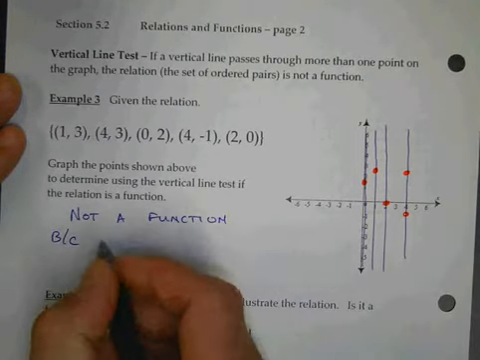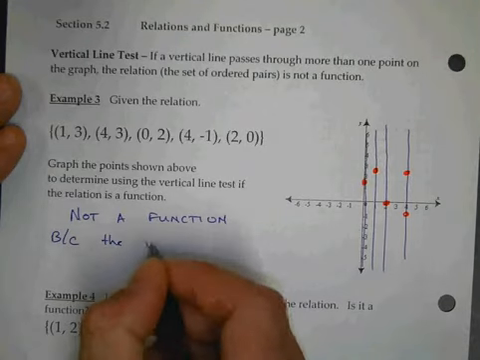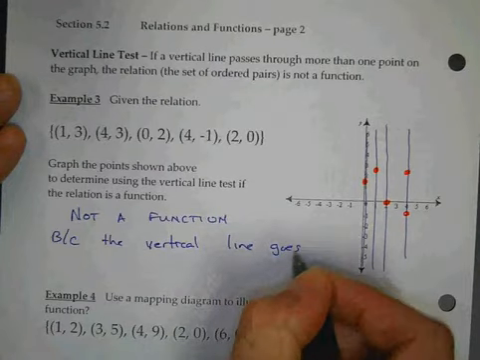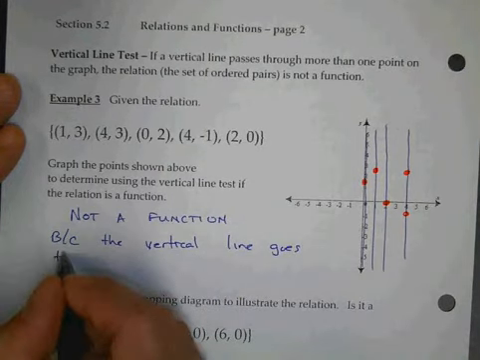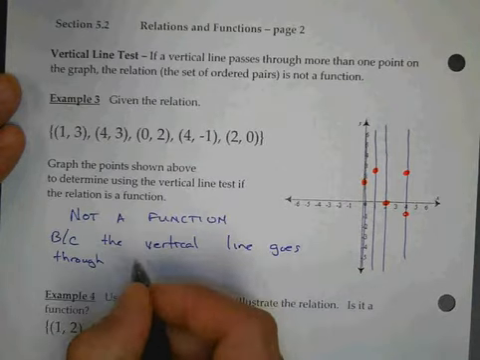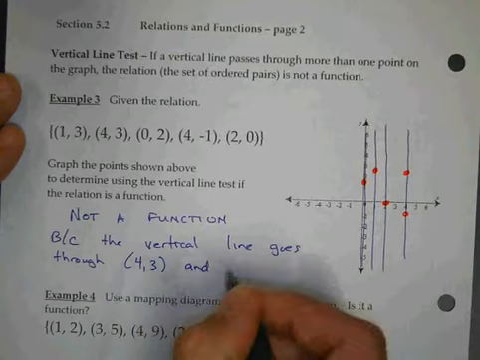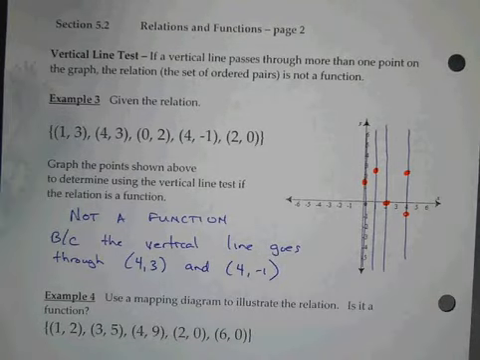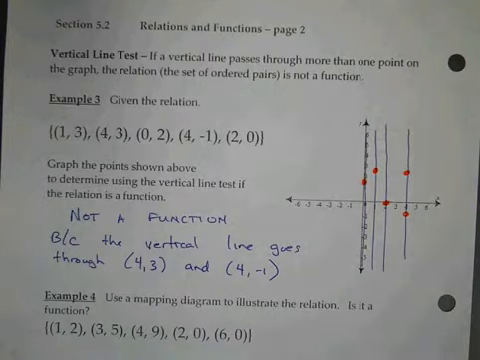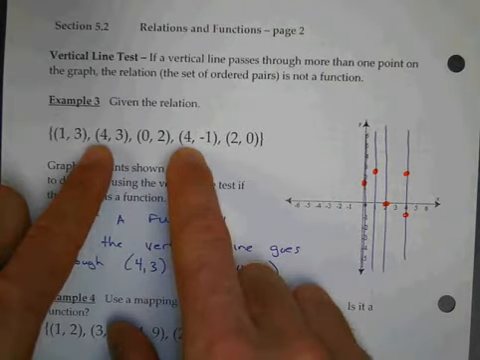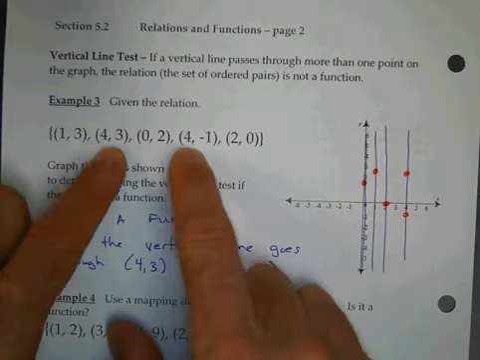Because the vertical line goes through that point 4, 3 and 4, negative 1. So sometimes it's nice to be able to see it visually in that way. In terms of thinking through it just numerically, the number 4 starts with one number 4 but goes to how many answers? 2 of them.